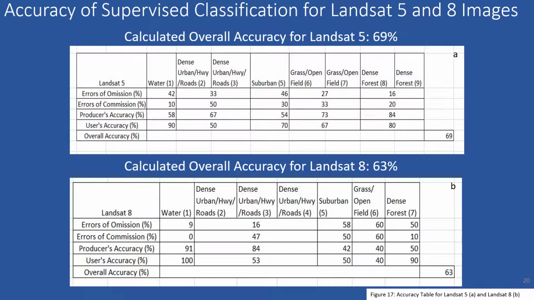Lastly, the overall accuracy calculates all of the correctly classified pixels for each class type and divides it over the total pixel count of all classes. In Figure 17a, the calculated overall accuracy for the Landsat 5 supervised classification was found to be 69%, while in Figure 17b for Landsat 8 it was found to be 63%.